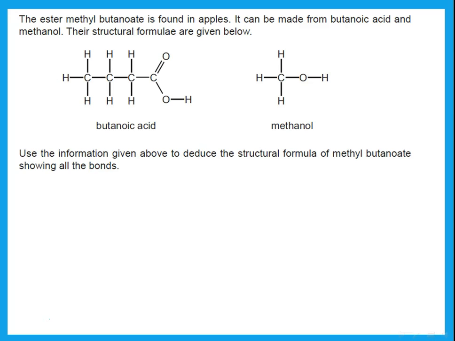Okay. Again, we have this acid and this alcohol, and he wants you to deduce the structural formula of the ester. Again, we said, how do we draw esters? We draw the acid, but remove the OH. And then we get the alcohol, remove the H and put the rest. So that would be the methyl butanoate.